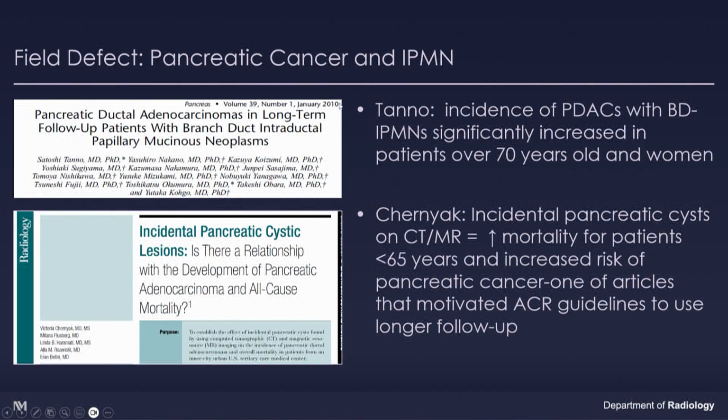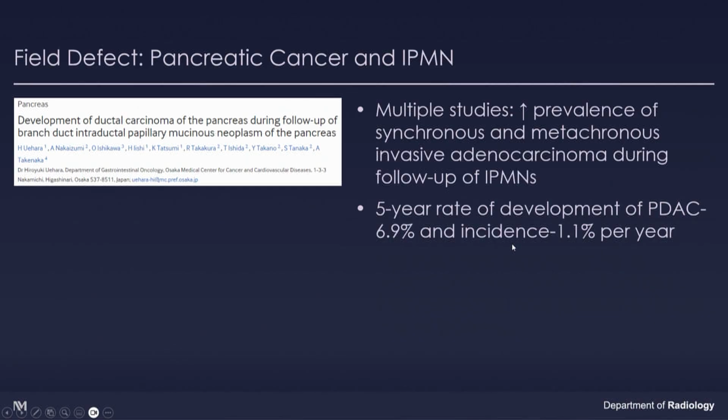A few articles. These were used, I think, for emphasizing following these patients. So this article said that pancreatic cancer in branch duct IPMNs occurred more frequently in older patients than in women. Another article showed that pancreatic cysts increased the mortality and increased the risk of pancreatic cancer. And I think this is one of the articles that motivated the ACR guidelines. They used to do a 1-year follow-up, and now they're recommending 10-year follow-up. So it does illustrate that a lot of times we just don't know what we should be doing.